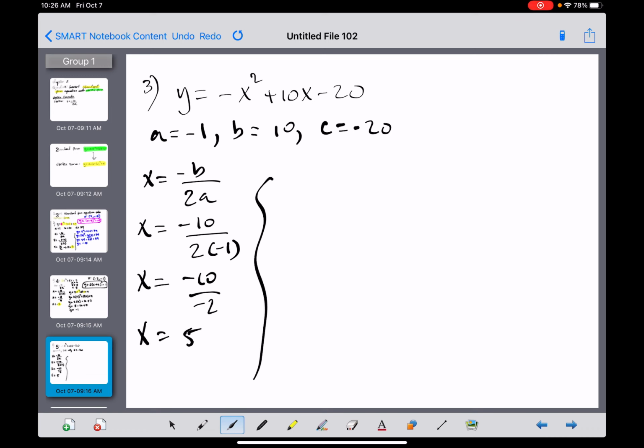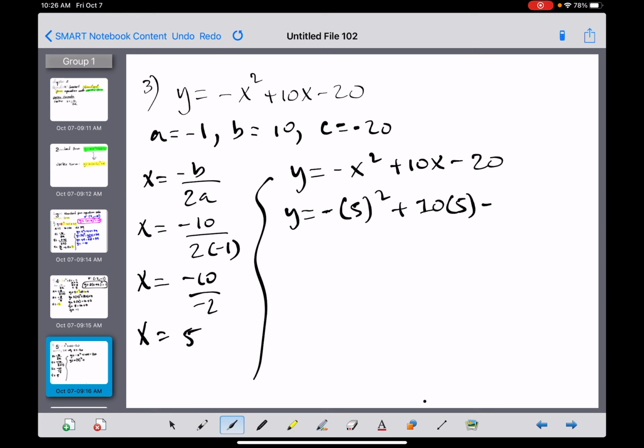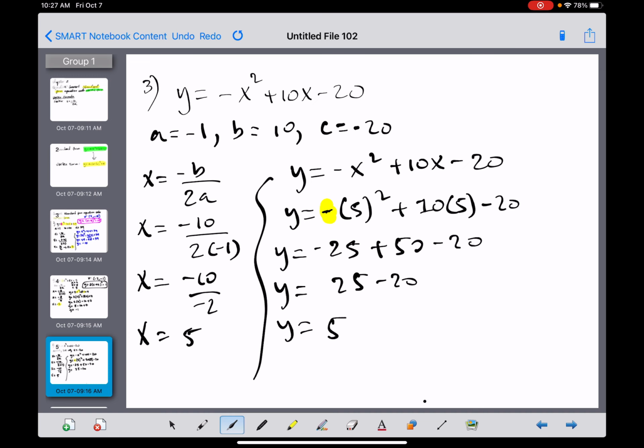Okay. Now we're going to find y using our original equation. So negative x squared, 5 squared, plus 10 times 5 minus 20. So this right here is not positive 25 because we have this negative right here in front. So 5 squared, 25 times that negative 1, that'd be negative 25. Plus 50 minus 20. So this is going to be 25 minus 20, which is 5. So my vertex is at 5, 5.